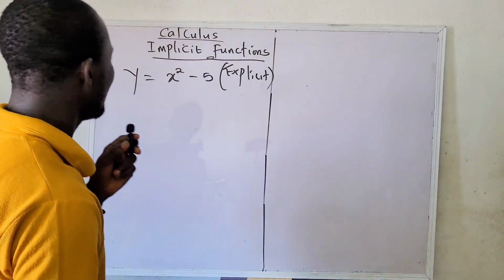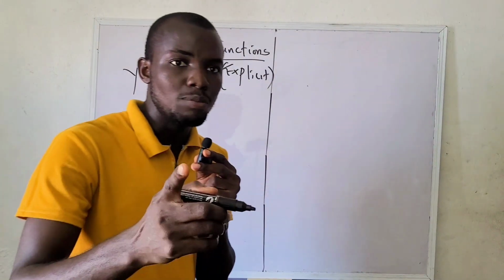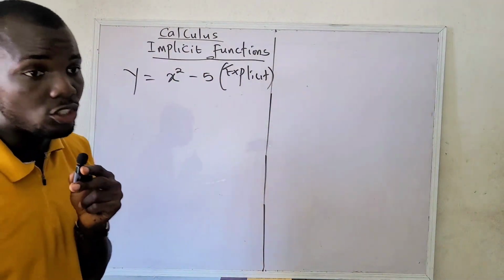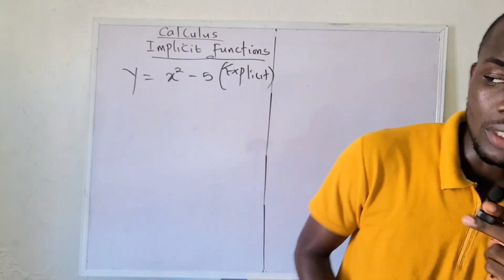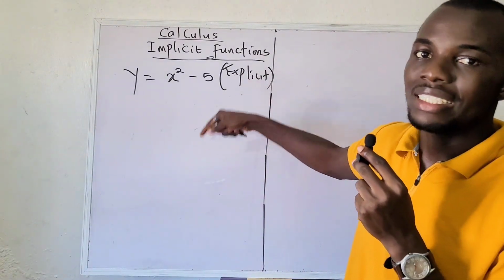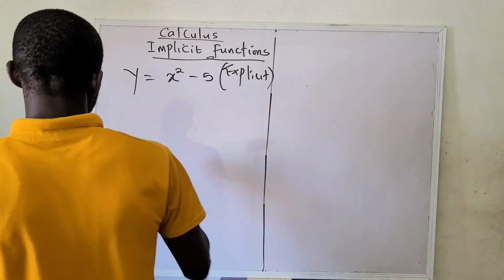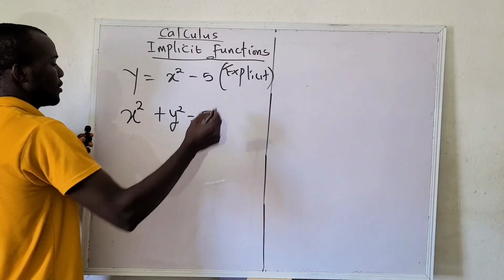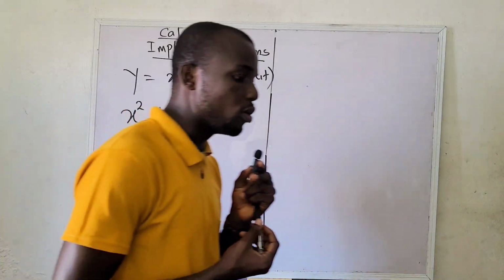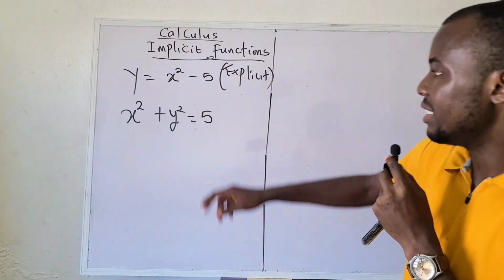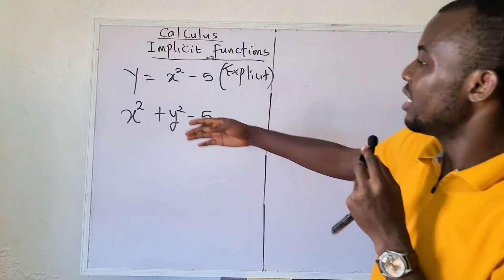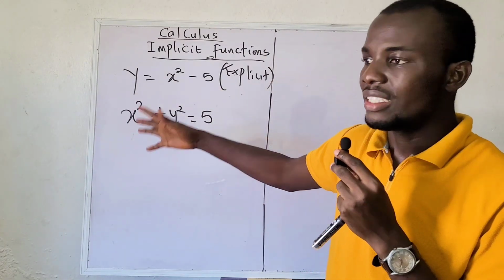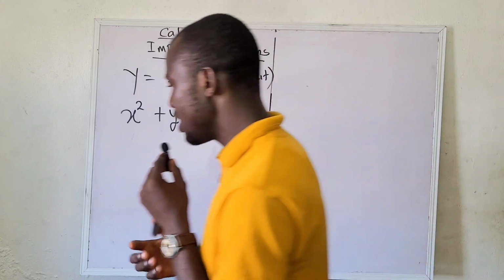But if you have another situation where it may not be possible to separate y totally to be on its own, then we say that becomes what? An implicit function. For example, you have x squared plus y squared equals 5. This is a typical example of an implicit function. It means that this y contains functions of x, and altogether this is an entire function.